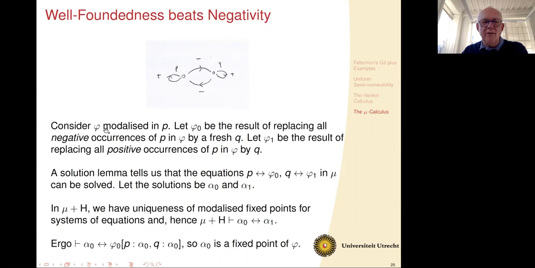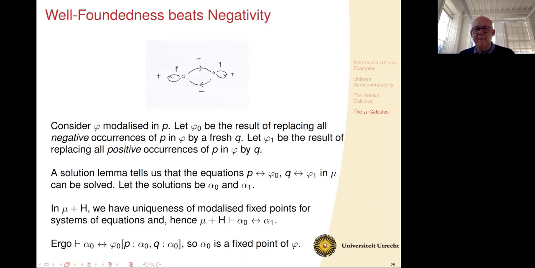So now suppose that phi is modalized in P, so P is only in the context of a box. So what you do is, on the one hand, you replace the negative occurrences of P by a fresh Q, and on the other hand, you replace the positive occurrences in phi by a fresh Q, right? So you separate the positive and negative occurrences by renaming the one class of occurrences with Q, but you can do it in two ways. And so this gives us phi 0 and phi 1.